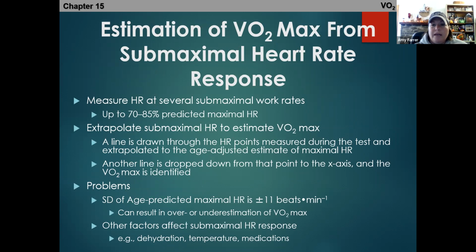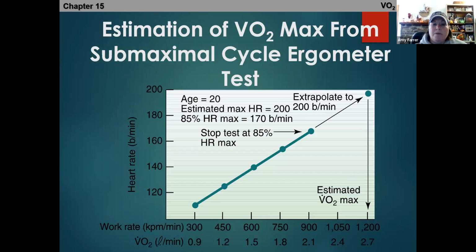So if we're looking at our heart rate response, we're going to get up to 70 to 85% of our predicted max heart rate. We're going to be able to extrapolate that heart rate to VO2 max. Keep in mind, things can affect it. We can be dehydrated. It can be hot. We could be on a medicine. All of those things will help us figure it out. But this is what we're looking at.